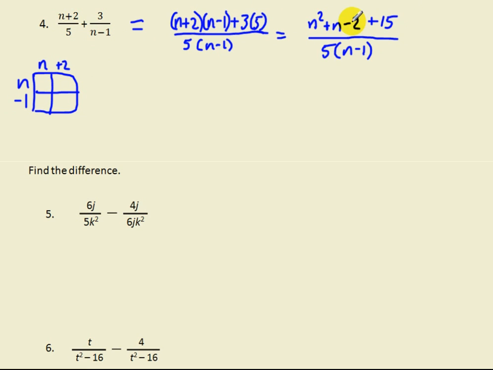And then the only thing we have left here now is to combine. We have a negative 2 plus 15. So we end up with n squared plus n plus 13 over 5 times n minus 1. And we should check now to see if this can be factored back into two binomials. And in this case it cannot be, and that means we're done.